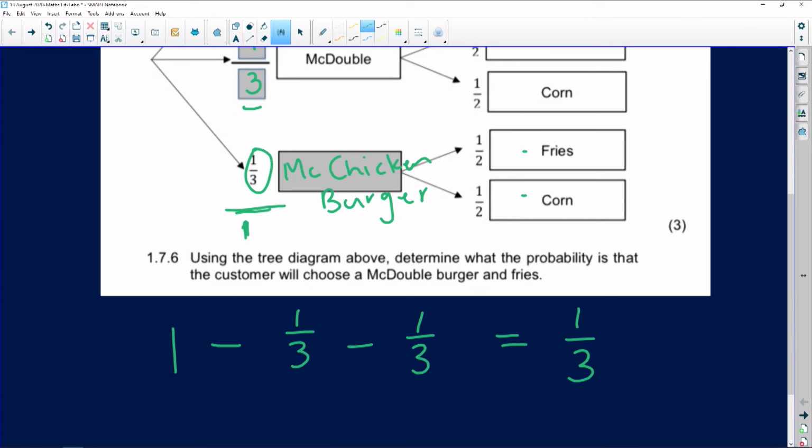So you want to know how to draw a tree diagram all the way from scratch. Am I saying there's going to be a tree diagram in every paper? No. But you want to be ready in case you are asked for a tree diagram. Let's look at the next question in this tree diagram that we have been given. It says, using the tree diagram above, determine what the probability is. So there we are being asked to determine the probability.